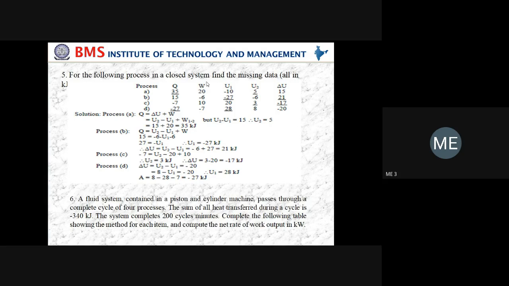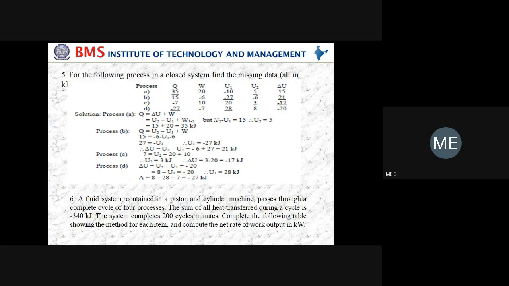So you have to find out the missing quantities. You have to take all the processes one by one. For process A, Q equals delta U plus W, where delta U is U2 minus U1, and W is the work from 1 to 2. Here in the problem, U2 minus U1, that is delta U, is given as 15. So you have to substitute the value.